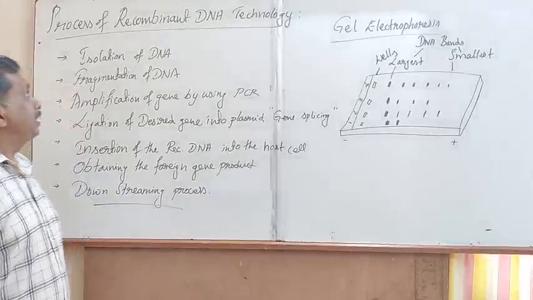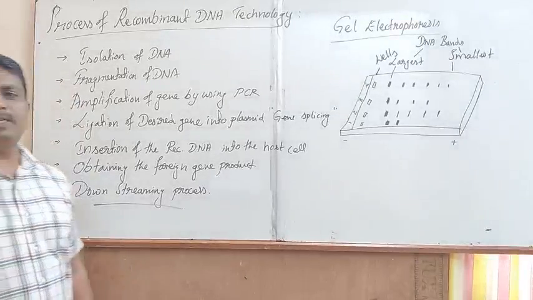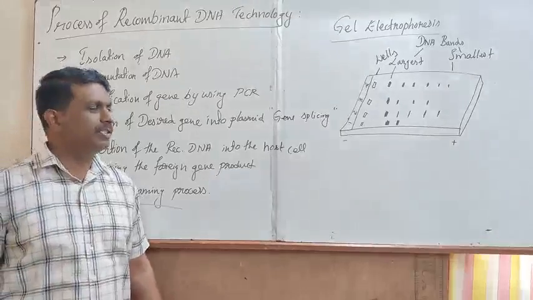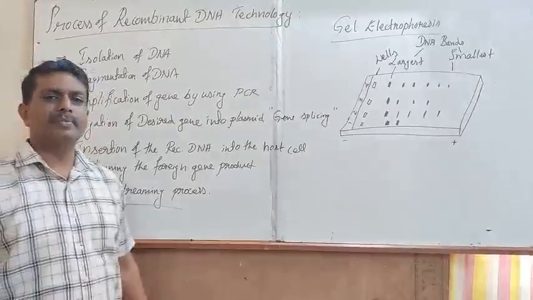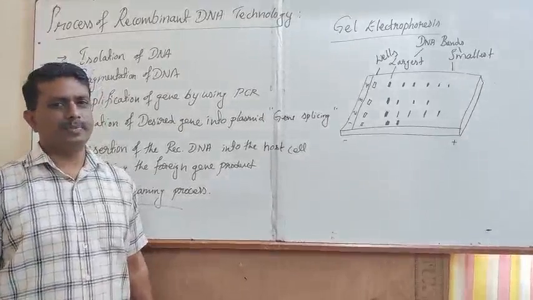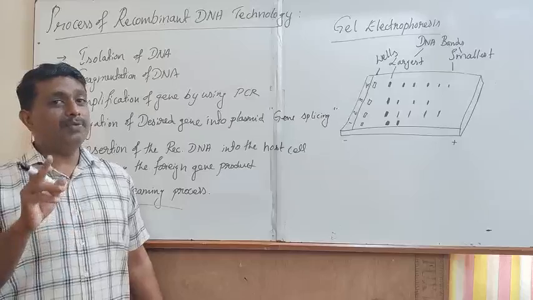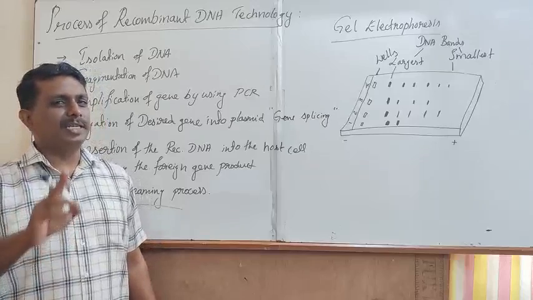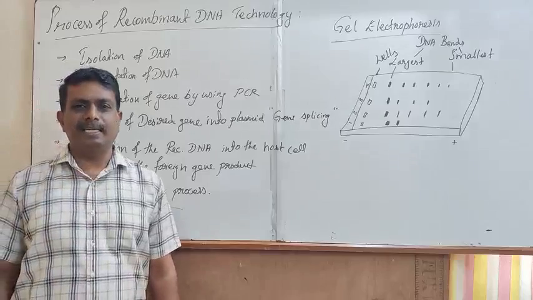The first step is called the isolation of the DNA, or the isolation of genetic material. With reference to obtaining of human beneficial components, the widely used genetic material is DNA.